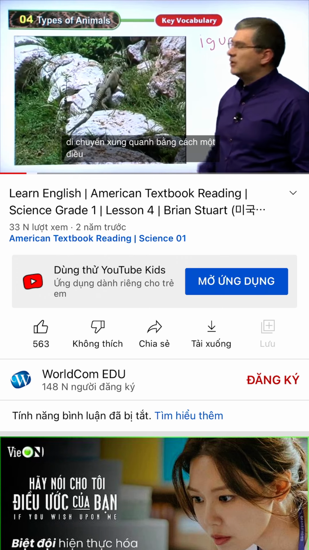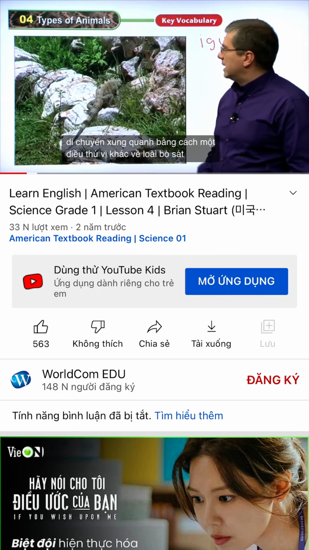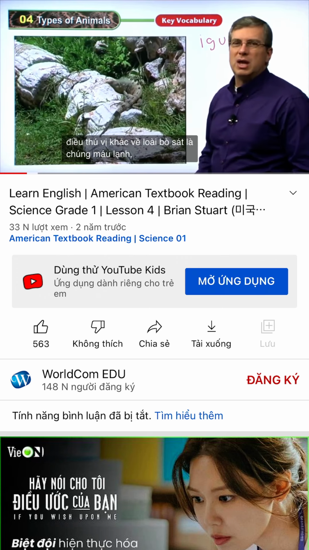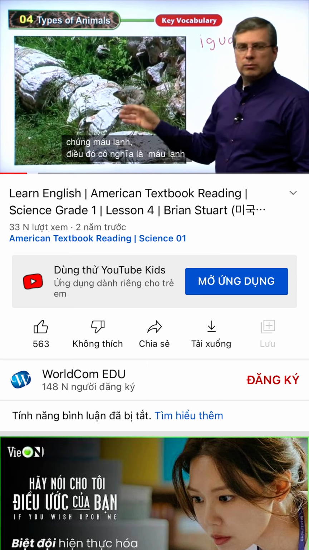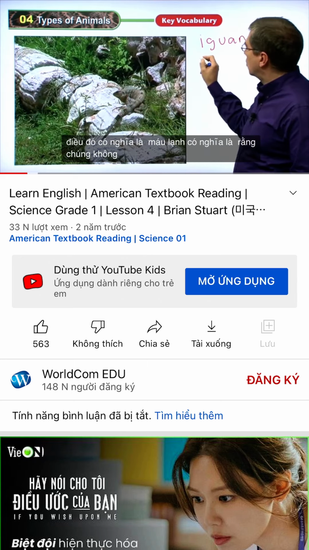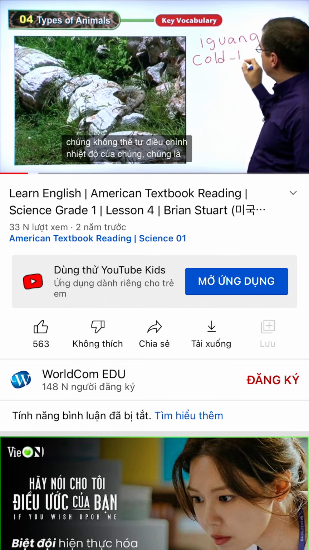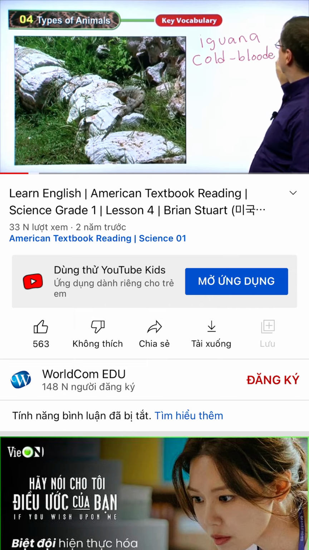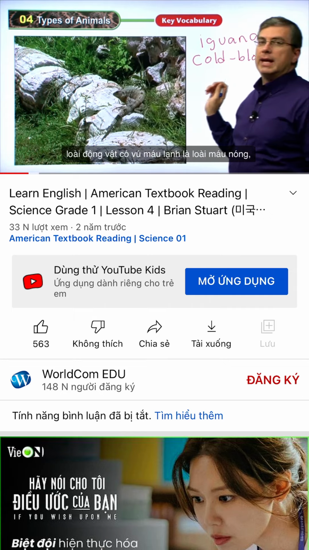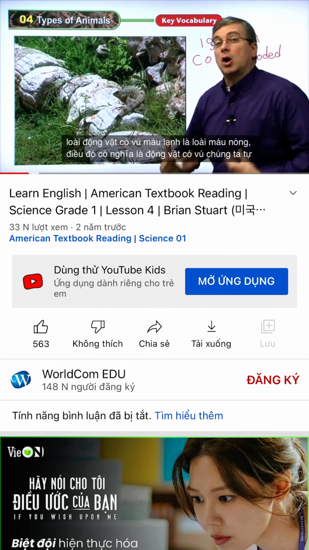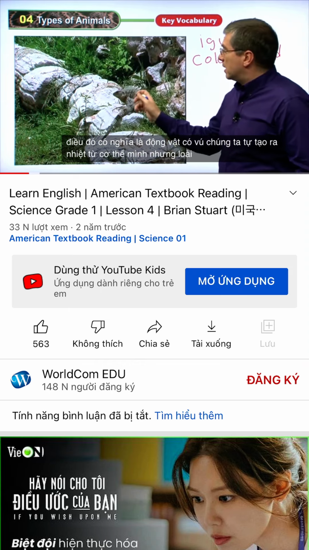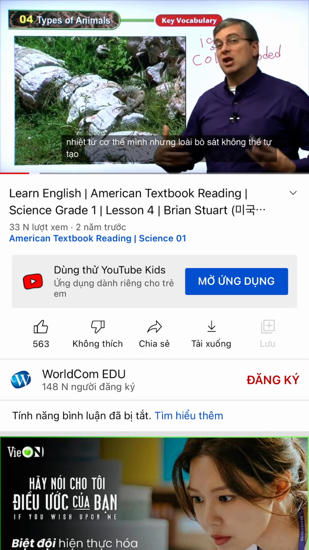By the way, another interesting thing about reptiles is that they are cold-blooded. It means cold-blooded means that they cannot regulate their own temperature. They are cold-blooded. Mammals are warm-blooded. It means mammals, we generate our own heat from our bodies. But reptiles cannot generate their own heat.